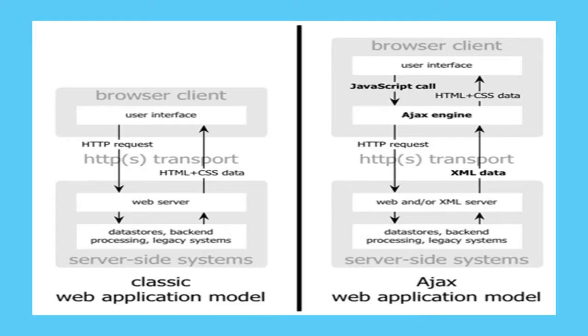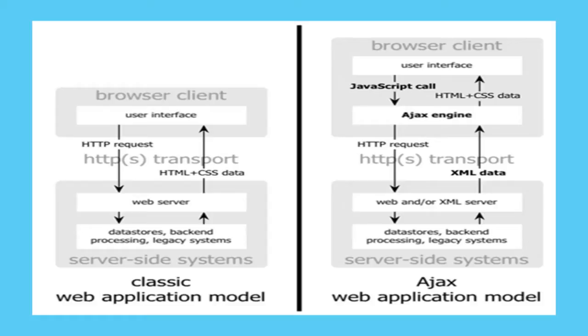Now let us look at the difference between the Ajax approach and the classical approach. As we can see, in the classical approach, we've got a browser client with a user interface, HTML and cascading style sheets, and then a server system with a web server. The client sends a request via HTTP request, and then gets a response from the web server using the same HTML and CSS format.